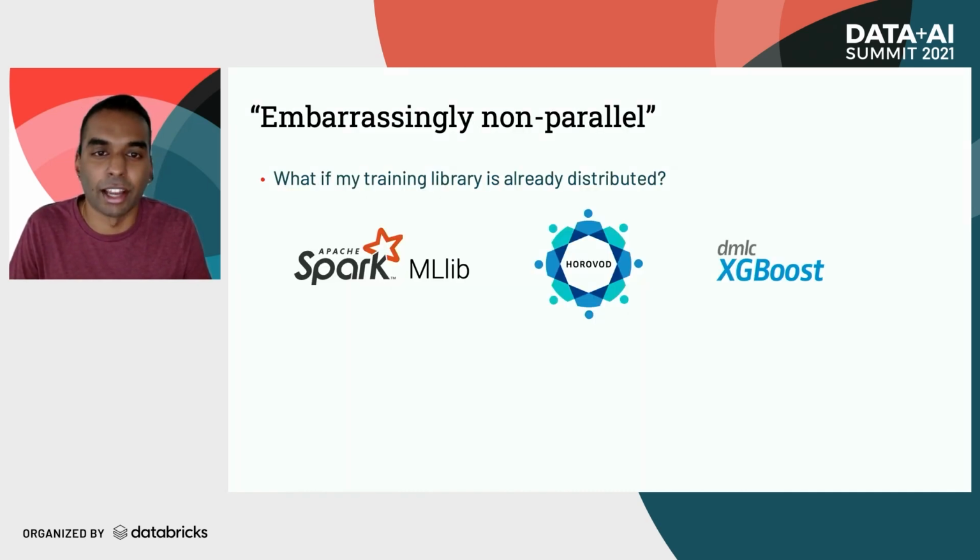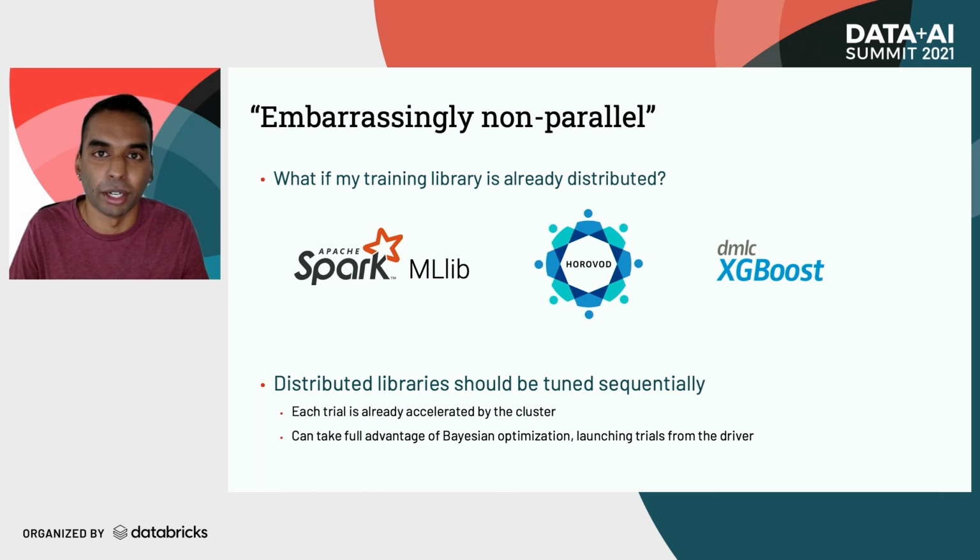Now, I'd like to add a caveat to this note, which is what happens when your training library is already distributed? For example, you might be using Spark's MLlib or Horovod or distributed XGBoost for your model training. These libraries already make full use of the cluster's compute resources for each evaluation. In these scenarios, it doesn't make sense to evaluate models in parallel. Instead, you should train each model sequentially and fully utilize the Bayesian optimization approach.